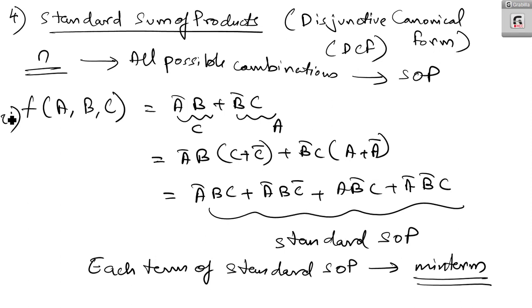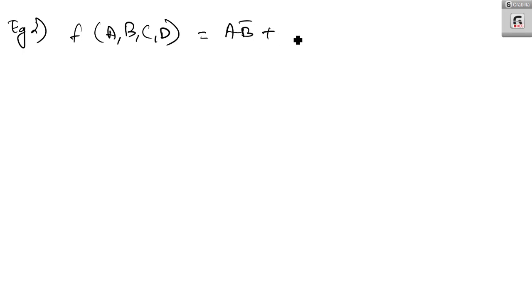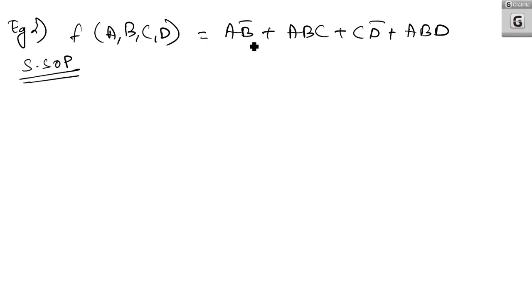Coming to the second example, to obtain the standard sum of products form. I am giving f of a, b, c, d, writing it as a b bar, or a b c, or c d bar, or a b d. Now I need to write this in standard sum of products form. In the first term, C and D are absent. In the second term, D is absent. In the third term, A and B are absent. In the fourth term, C is absent.